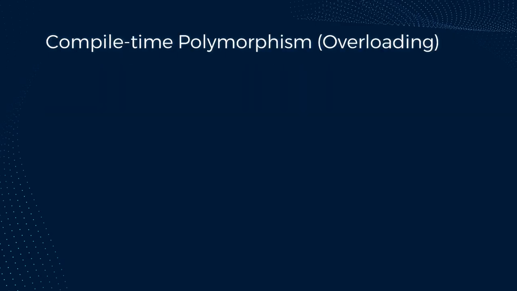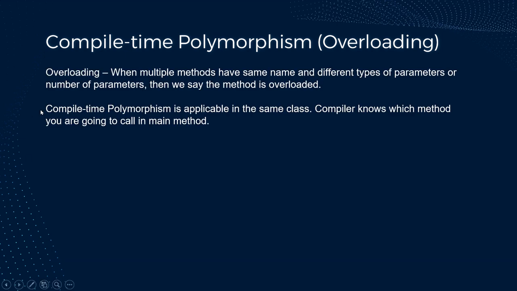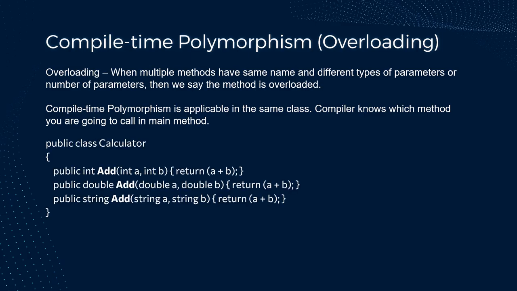What exactly is it? Compile time polymorphism, or overloading. When multiple methods have the same name and different types of parameters or number of parameters, then we say the method is overloaded. Compile time polymorphism is applicable in the same class. The compiler knows which method you are going to call in the main method. So let's look at one example.